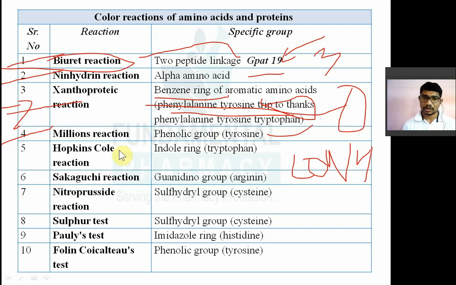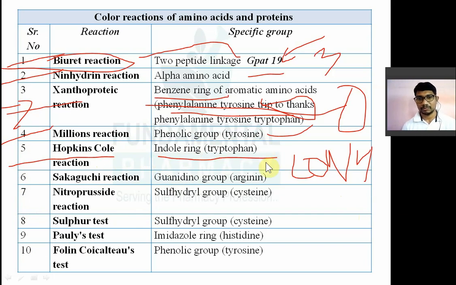Sakaguchi reaction. So it is given positive by the guanidine group, NH2 C double bond O NH2. So guanidino group जो है वो पॉजिटिव देगा. तो किसमें है वो? So guanidino group is present in arginine. So arginine will give you this reaction positive. That is the Sakaguchi reaction.